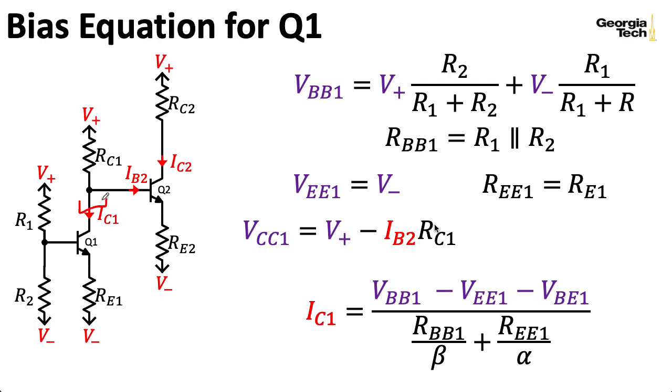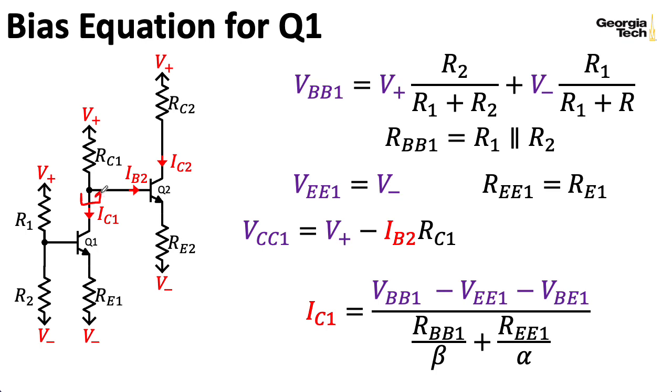Now, when looking out of the collector and then zeroing out our V plus source to focus on IB2, we imagine that there's an IB2 being pulled out of this node, and I can figure out its effect on the voltage by Ohm's law. So I have IB2 times RC1, and we want a minus sign here because we're pulling current out of the node.